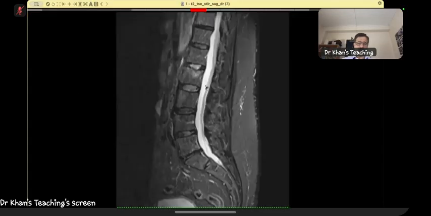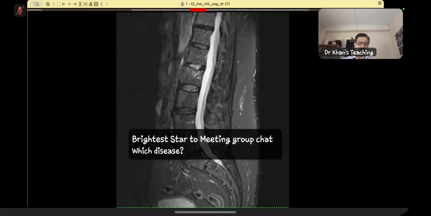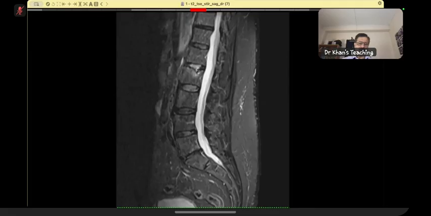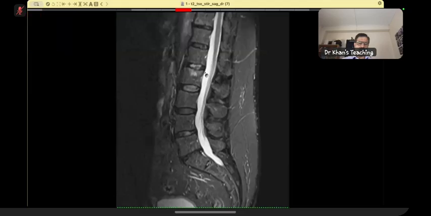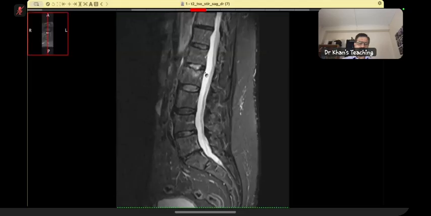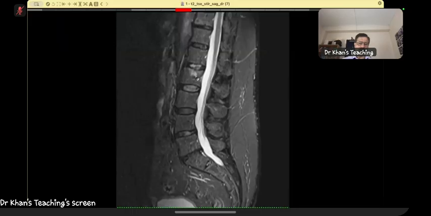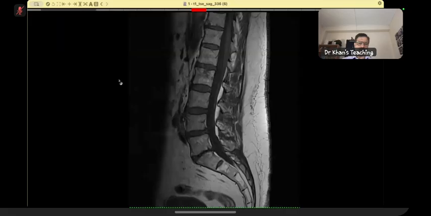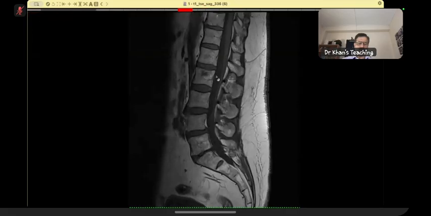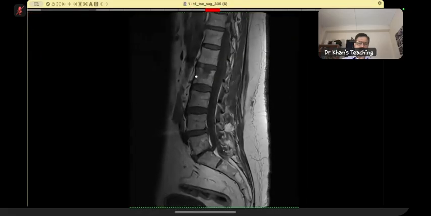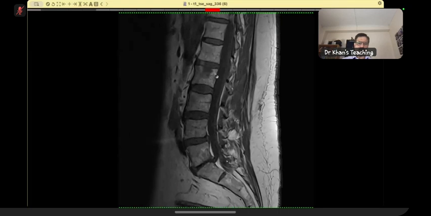I provided STIR. Now, on the STIR sequence, we can see that there is edema around the superior end plate, and there is some high signal on the STIR sequence. Now, for marrow imaging, the key sequences are STIR and T1. When you find anything high signal on STIR, ask for a T1. So on a T1 weighted sequence, we can see that this is low signal.